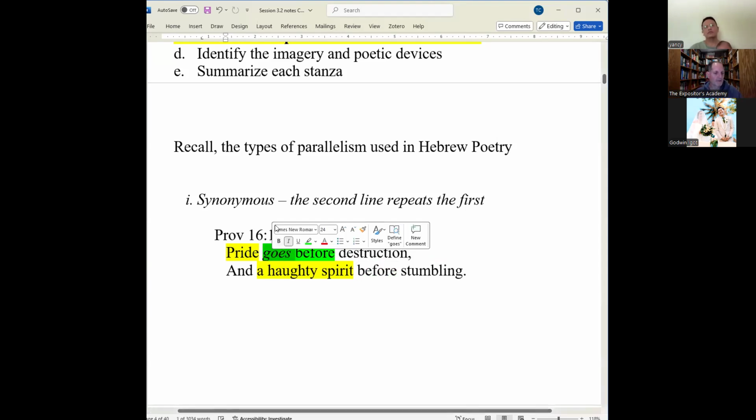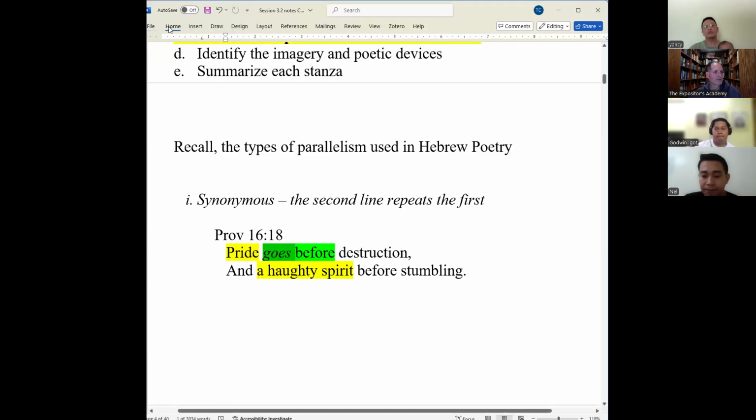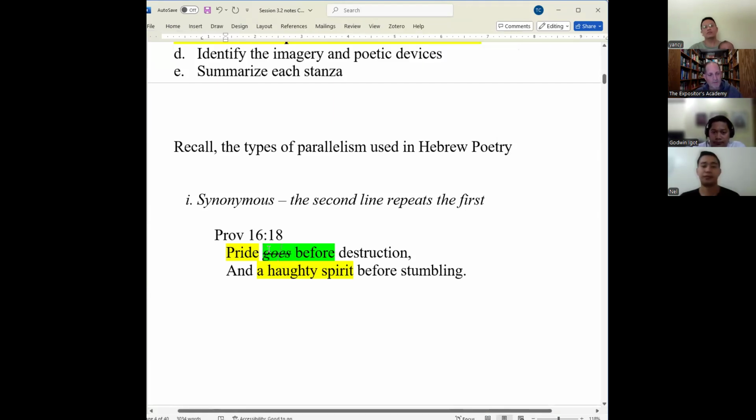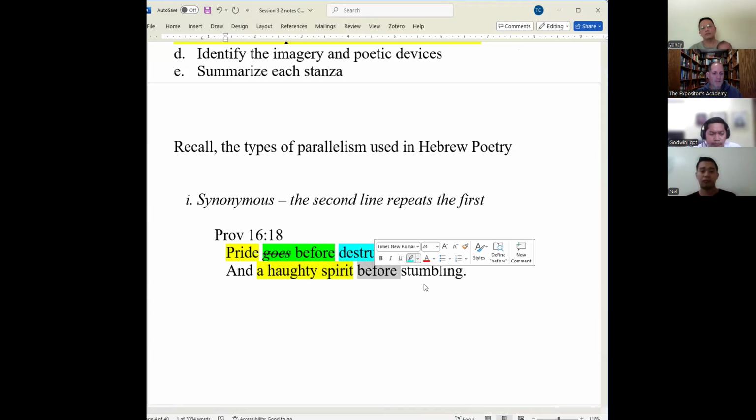But literally, we could say this, and sometimes this is what I'll do when I encounter an italicized word: sometimes I'll leave it there, but I'll cross it out and just go with the more literal translation. So here, literally, it's pride before, and here's the word destruction. The second line, haughty spirit before stumbling.